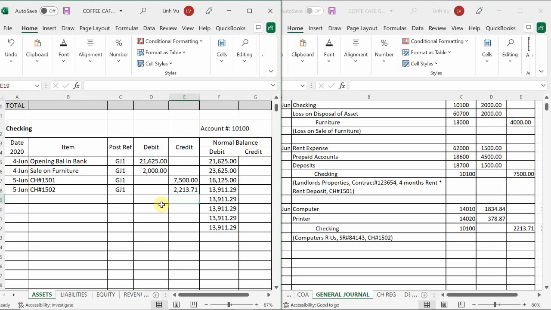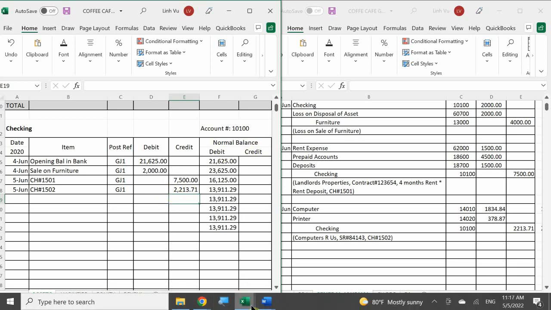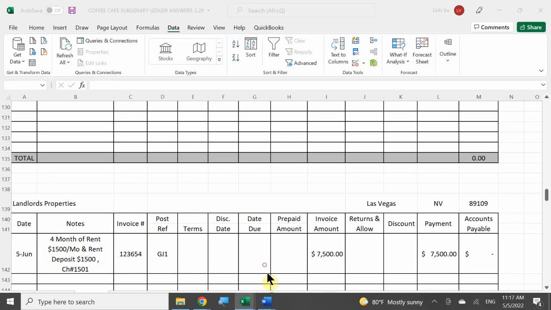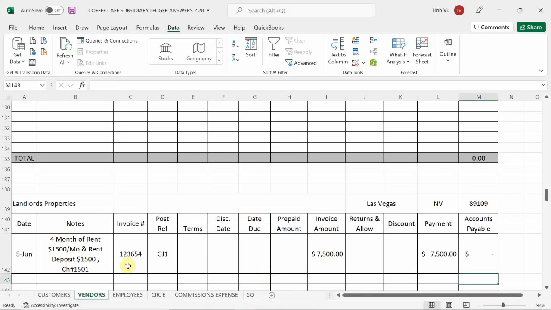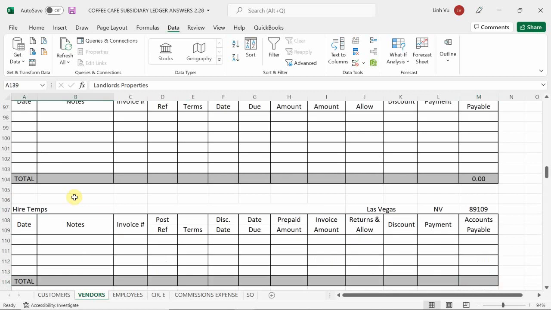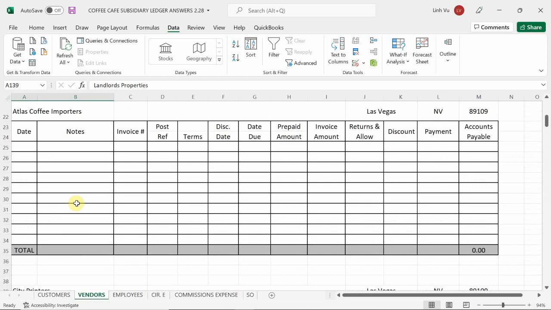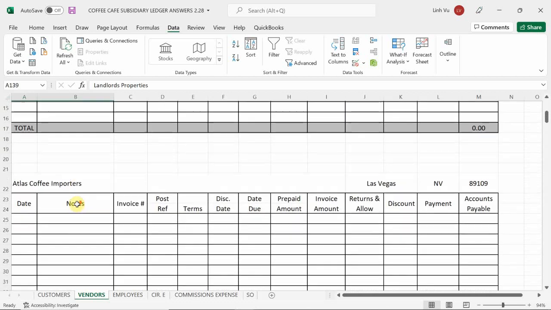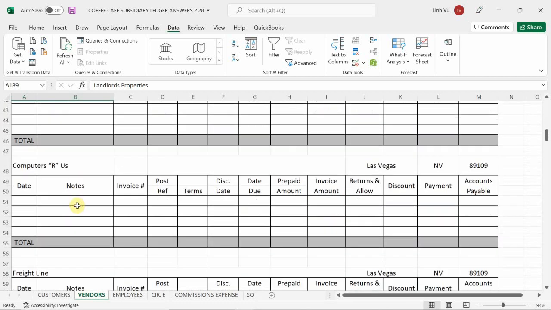So the last thing I've got to do is, for any reason that you need to return your computer, you need to plug it into your subsidiary ledger so you can have the proof that you paid for something and the proof of the receipt. So let's go to the ledger. We're under vendors and we're going to look for Computers R Us.